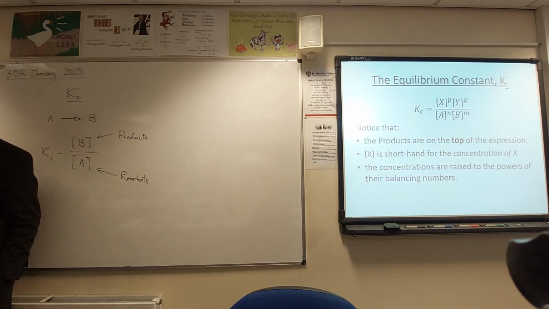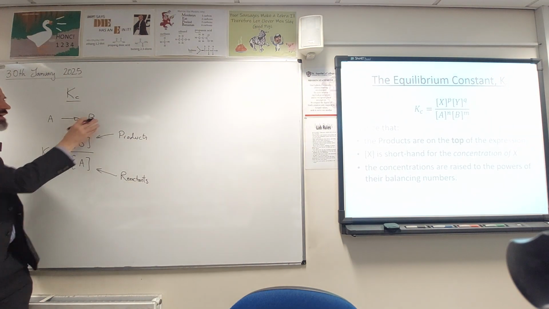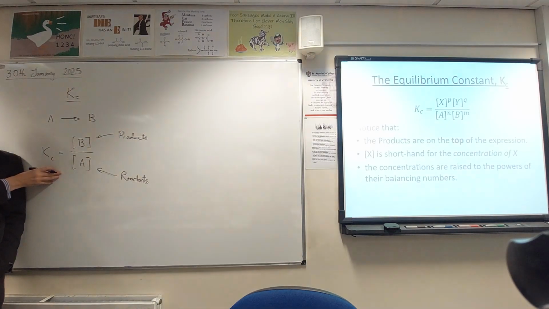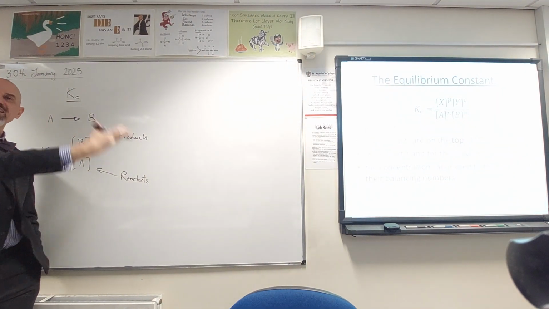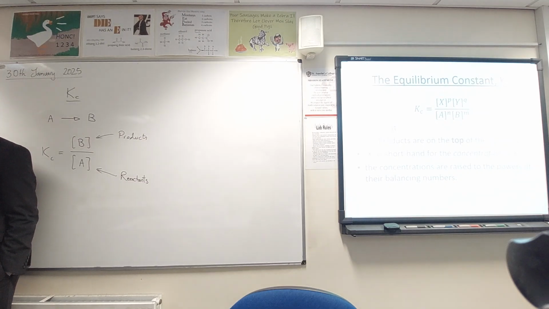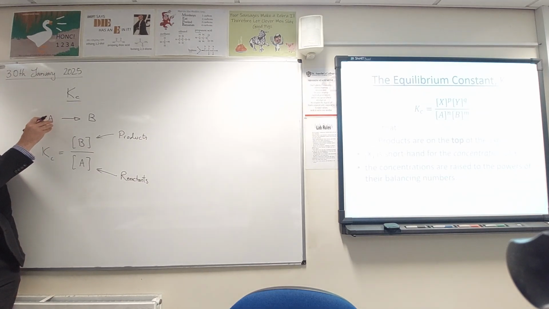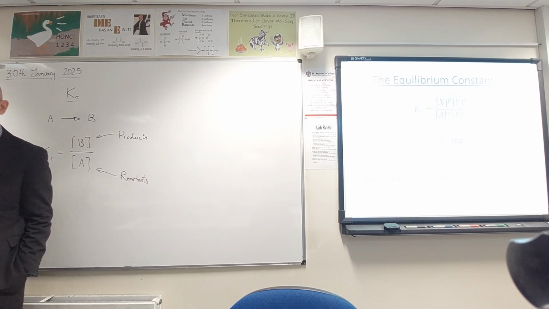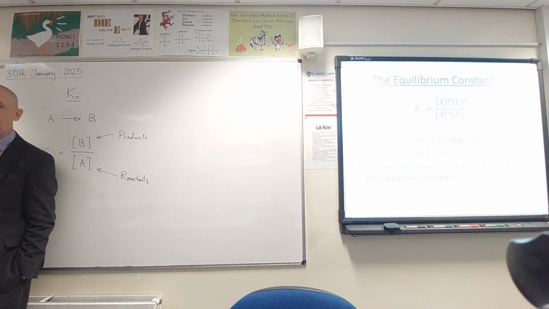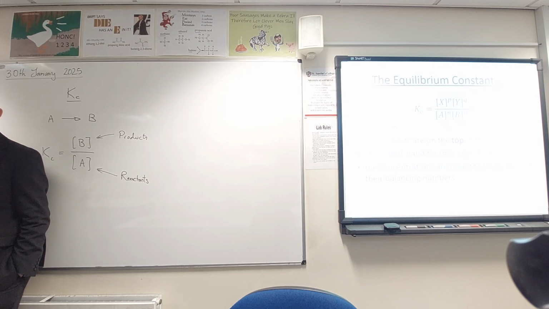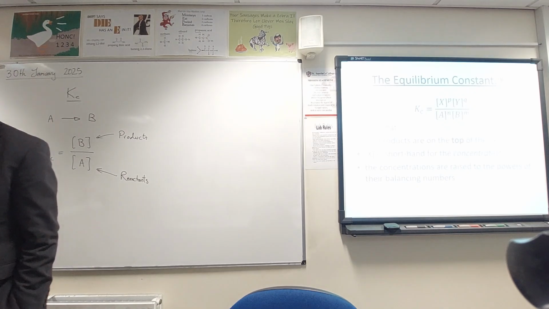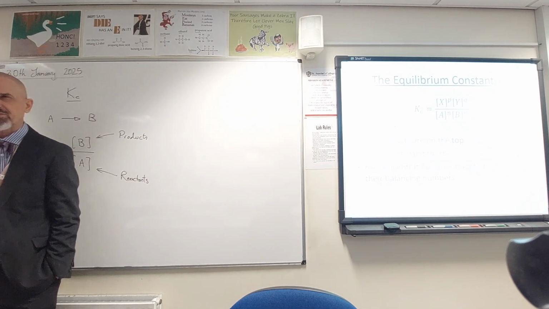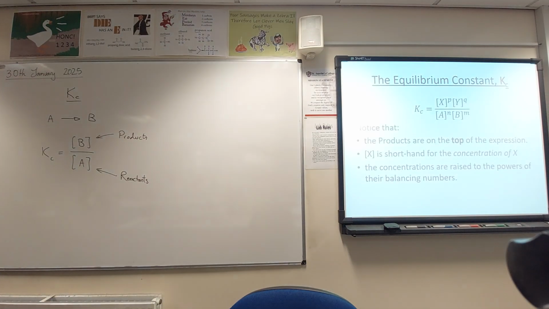The reason for that is if we have a lot of products, we'll have the big number on top. K will be a big number. Big number means the reaction's going successfully, we're getting lots of products. If there's more A than B, then B over A will be a small number. Small number means not much product. I think that's a bit more intuitive. K is 1,000, we're getting lots of products. K is 0.1, we're not getting much product. I think that kind of makes more sense intuitively.